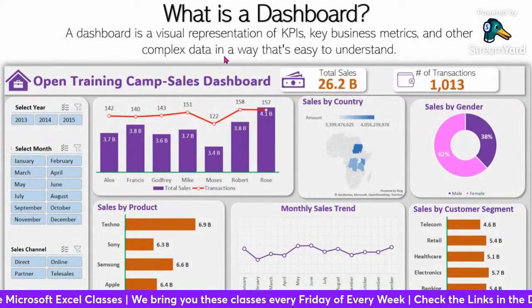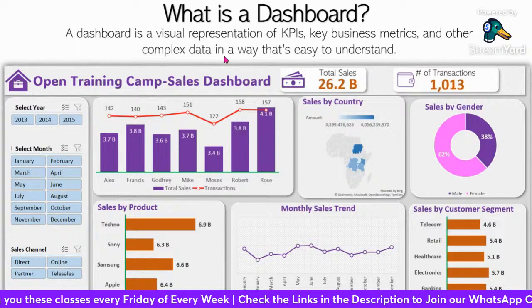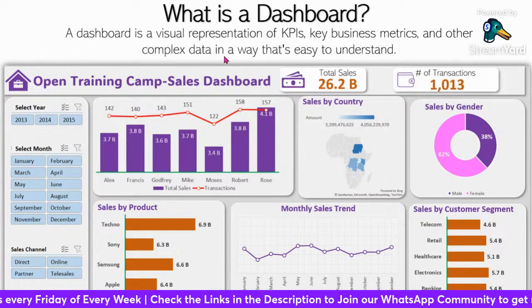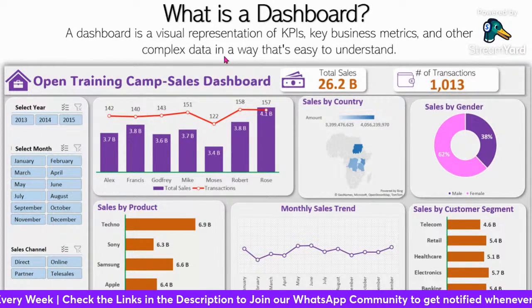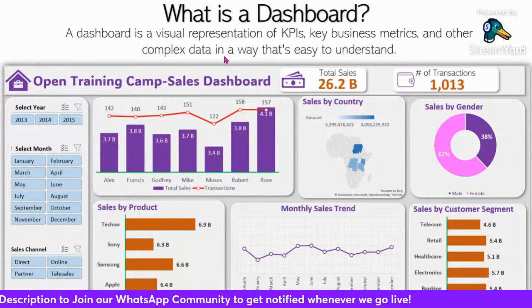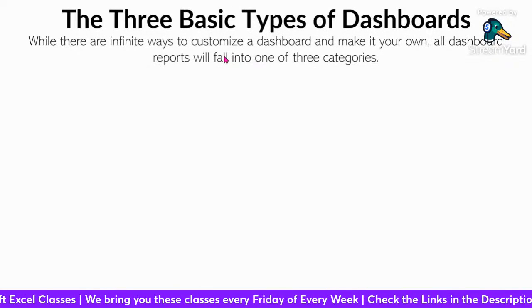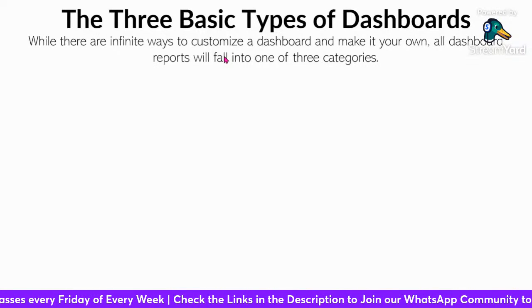A dashboard, in simple terms, is a visual representation of key performance indicators, or what you may call key business metrics, and any other complex data that you may want to show on a dashboard in an easy to understand method.